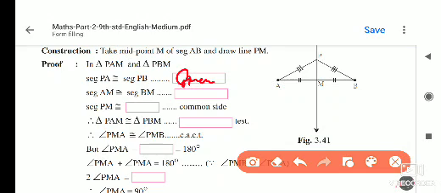Okay, AM is congruent to MB because M is the construction we had done. It is our construction. And PM is congruent to PM only because it is a common side. Now if you see the figure, PA is congruent to PB, AM is congruent to MB, and PM is congruent to PM. That's why the two triangles formed, PMA and PMB, are congruent to each other. By which test?